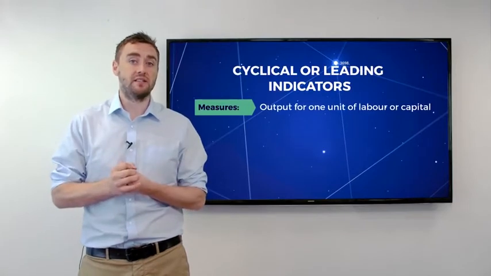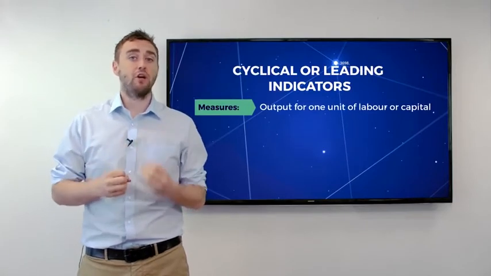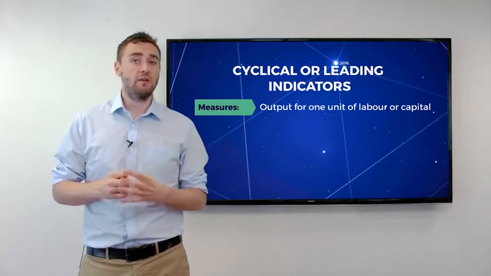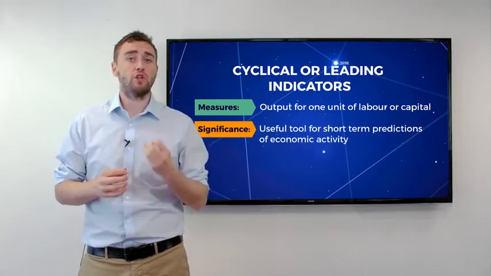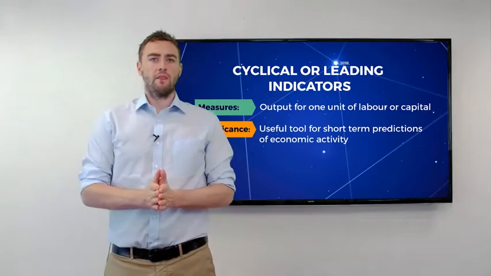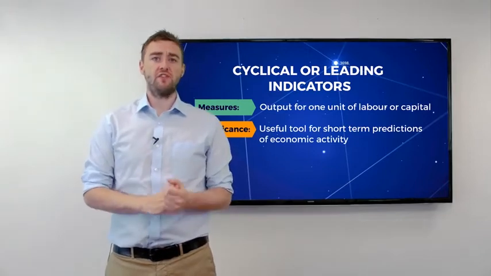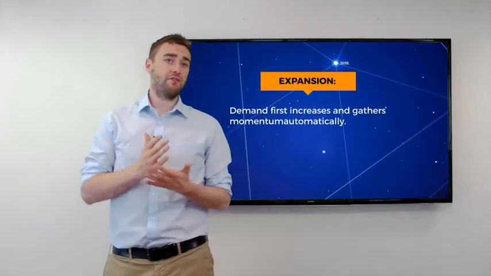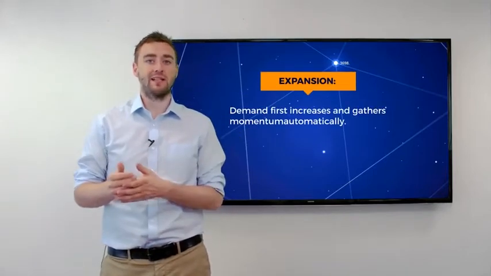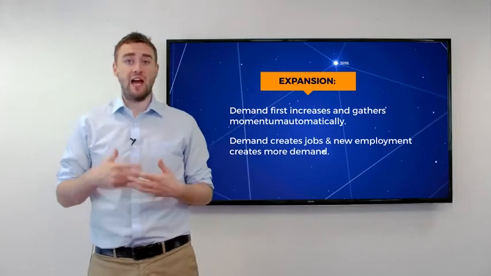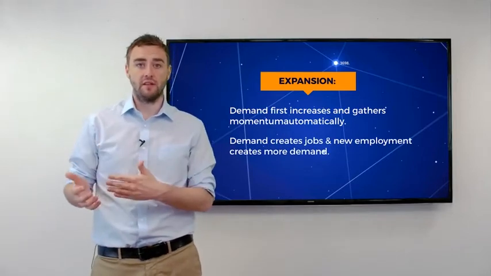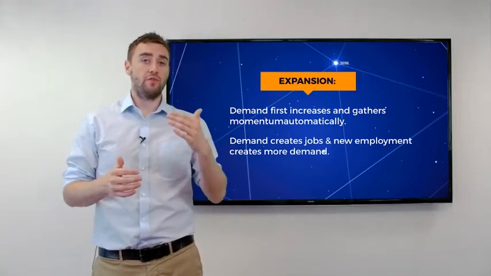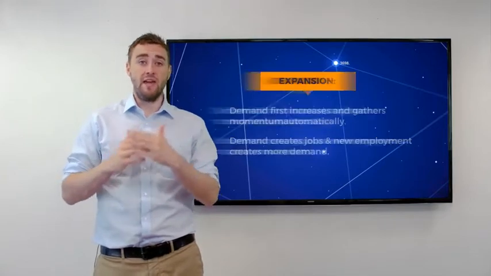Now let's look at some cyclical or leading indicators. These measure the economic cycle, and they're significant because they are a useful tool for short-term predictions of economic activity. There are four stages of cyclical activity. The first one is expansion. Demand first increases and gathers momentum automatically. Demand creates jobs and new employment creates more demand. Then we move to the second phase, which is the peak.